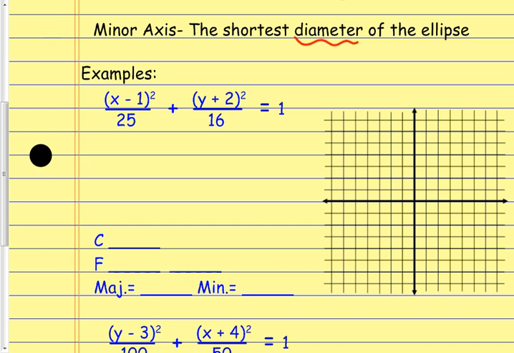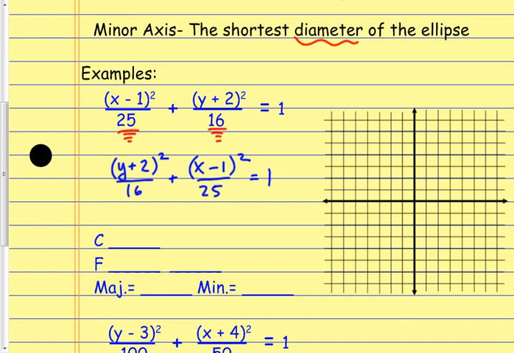In order for this to truly be in standard form, my a squared value has to be bigger than my b squared value. In other words, this denominator has to be bigger than this denominator. If this was written backwards, as y plus 2 squared over 16 plus x minus 1 squared over 25 equals 1, that's technically the same equation, but it is not truly in standard form because it's written backwards. My first denominator is too small.